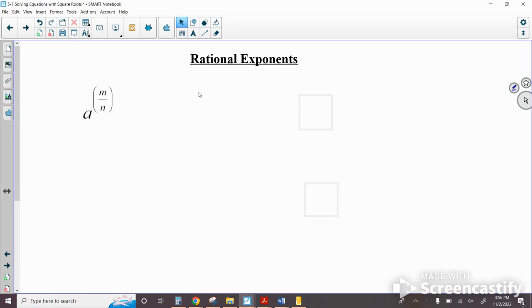Okay, I would love to show you guys how to deal with rational exponents. Now, what do I mean by rational? A rational is any number that can be written as a fraction. So you've actually dealt with rational exponents before.